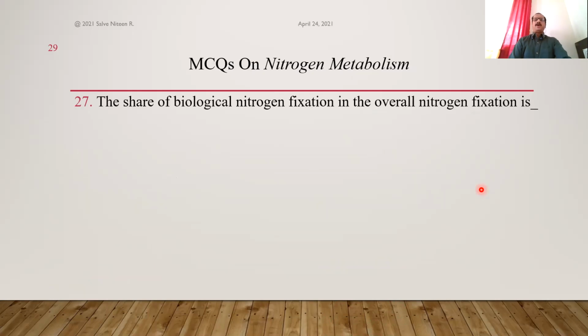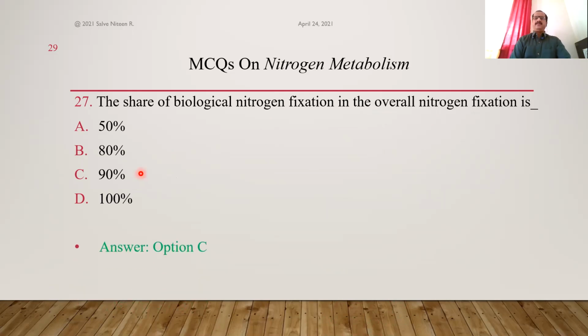Okay, the share of biological nitrogen fixation in the overall nitrogen fixation. Biological nitrogen fixation is the main process of nitrogen fixation, and its share is 90% of the total nitrogen fixation. The other being physical nitrogen fixation or industrial nitrogen fixation, they are having very less share. So C is the answer here.